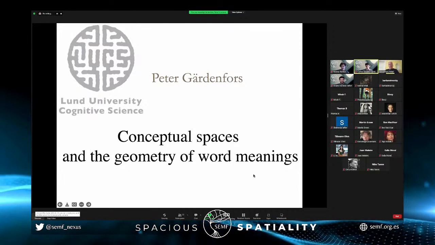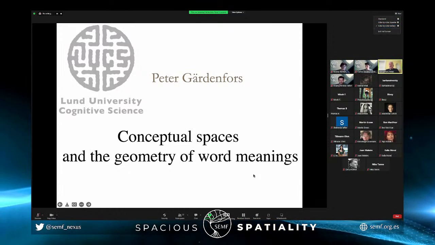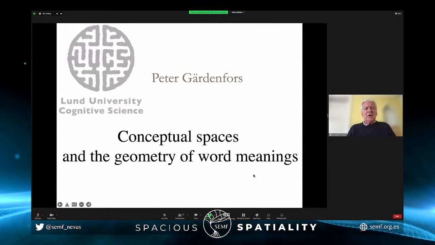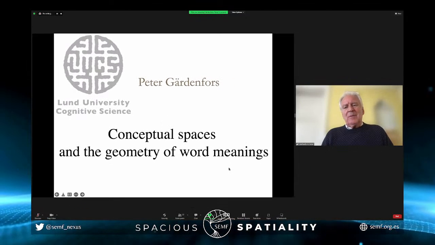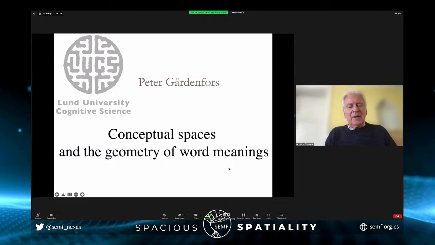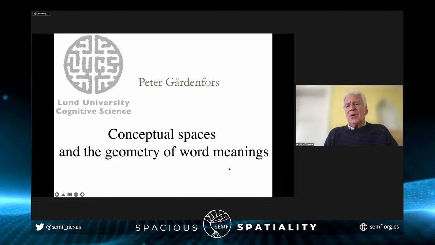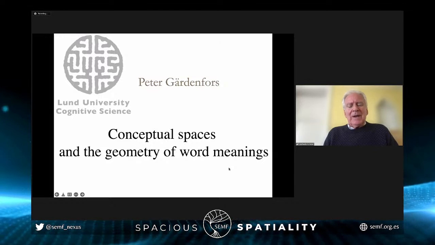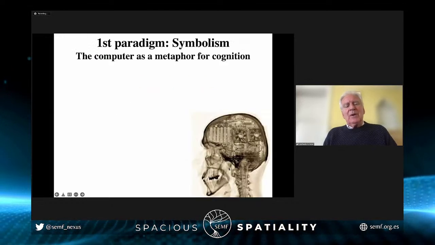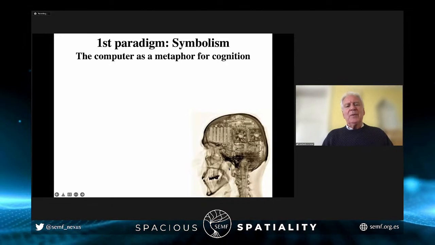Okay. So I will talk about how we represent concepts in our minds. I'm a cognitive scientist, and this would be one of the core problems in cognitive science. But as a way of zooming in, I want to contrast a couple of other paradigms for representing information. And the first one, the one that really started cognitive science, we can call symbolism.